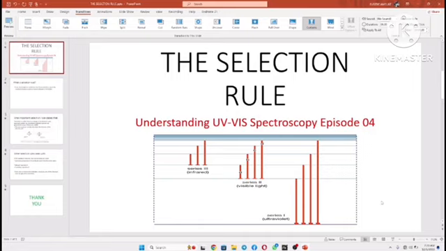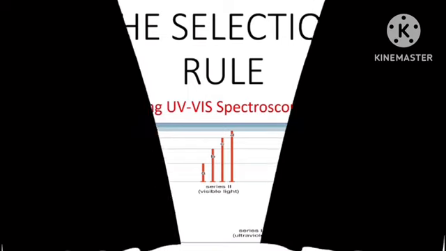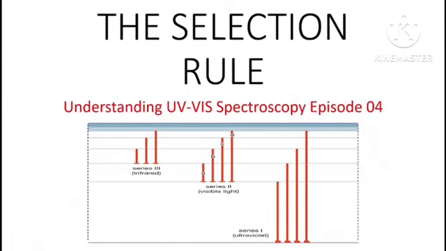Alright, so without wasting much time, let's look at today's content. What do we have here today? The selection rule. Understanding UV visible spectroscopy, episode 4.